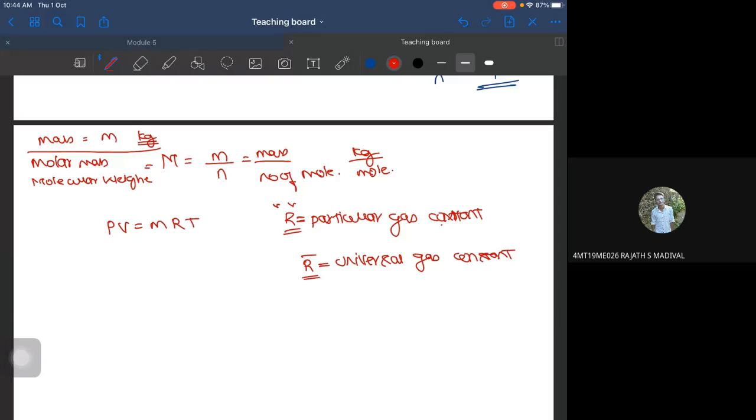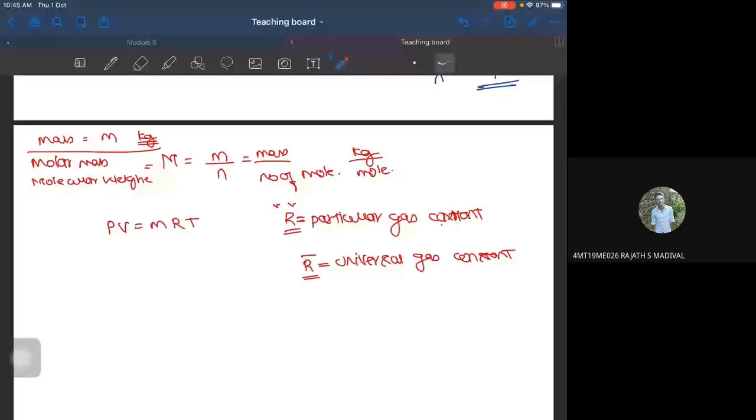What is the difference between these two? Universal gas constant, in the sense that it can be applied for any gas in this universe. In the entire universe, you can use this value of R dash for any gas. That is what we mean by the universal gas constant. Now, what do we mean by R being a particular gas constant? Just an R without any dash above it.